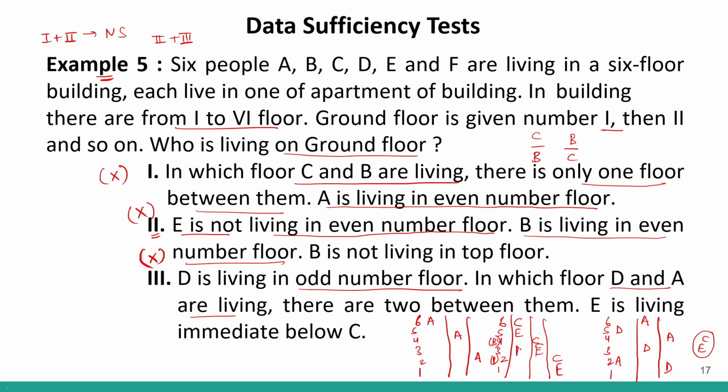D's position is also unknown. If D is at 3, then A has to be at the 6th position. So this is also incorrect. If A is at 4, D has to be over here, and we can have B over here, and the only person remaining is F. Correct? So with the help of second and third, I can make this possibility. Therefore, I can say that second and third together are sufficient to answer the question.